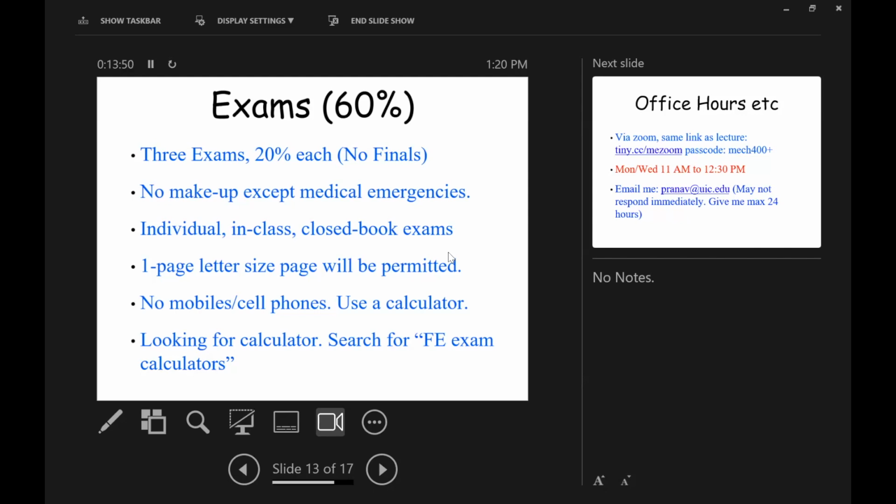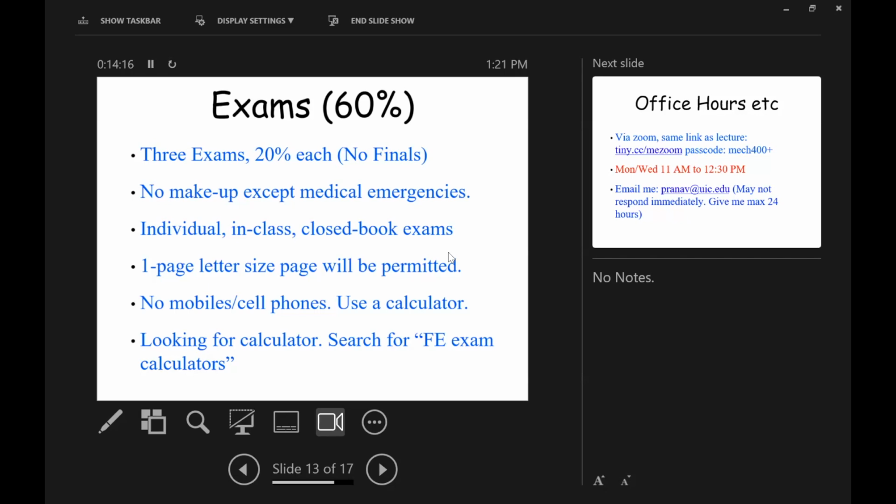Now, people do ask me, what calculator should I use? This is my recommendation. Go on Google and search for FE exam calculator, okay? These are calculators you use if you're taking the Fundamentals of Engineering exam. That's the first exam before you become a professional engineer. They have a recommended set of calculators, and they're not very expensive. They're like $5, $10, at most $15.